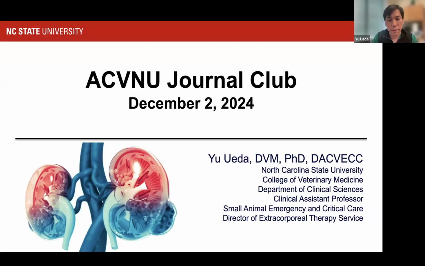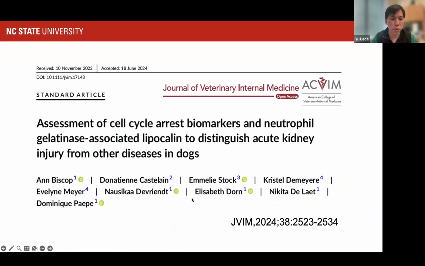In this journal club, I'm going to talk about kidney biomarkers based on a recent paper published this year: assessment of the cell cycle arrest biomarkers and neutrophil gelatinase-associated lipocalin to distinguish AKI from other diseases in dogs.